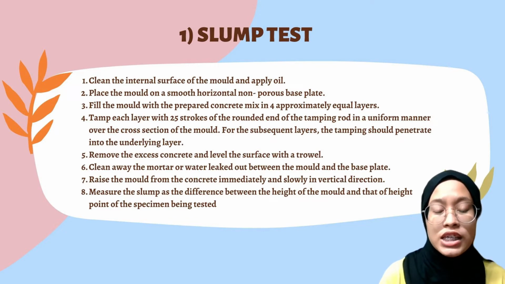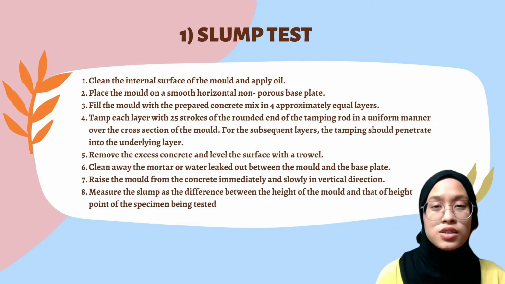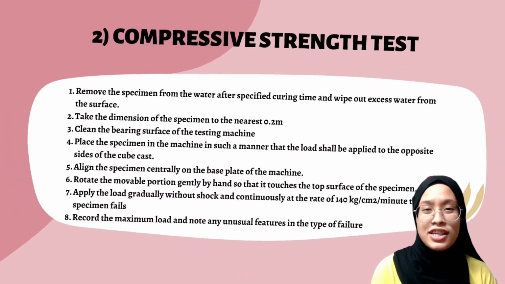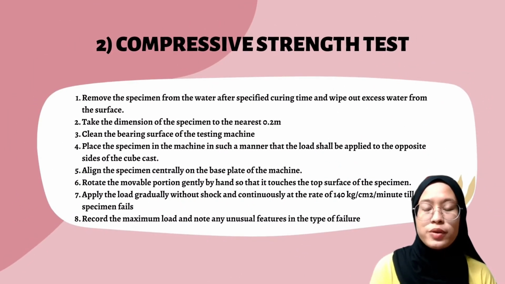And then lastly, measure the slump as the difference between the height of the mold and that of the highest point of the specimen being tested. So, we do the slump test to determine the workability of the concrete. And then next, for the compressive strength test, we do this test to determine the strength of the concrete.